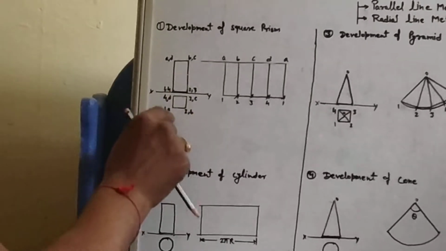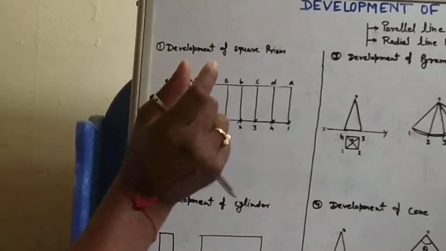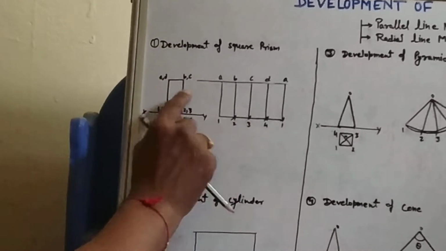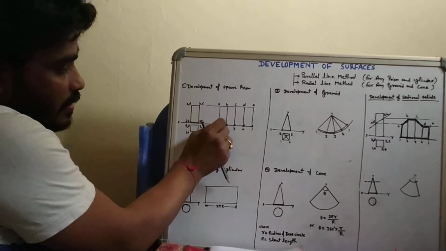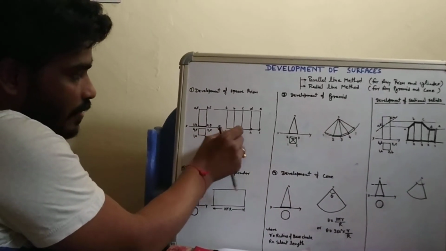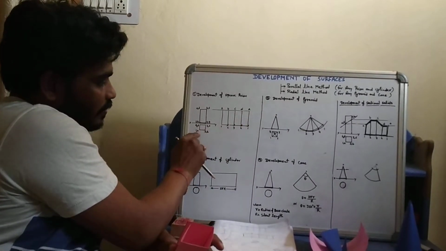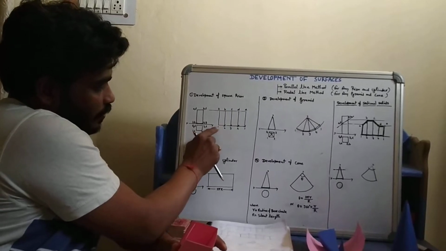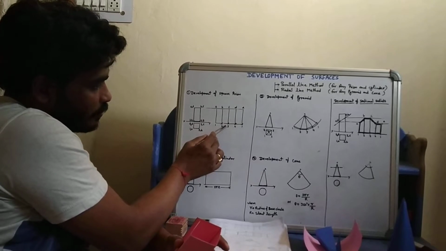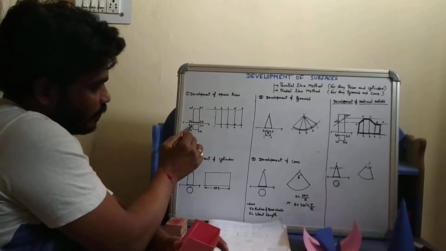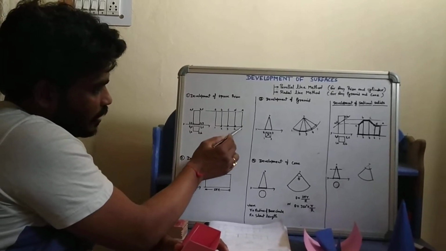Why 25 mm? Because it is given that the side of the prism is 25 mm, and that 25 mm we will cut after giving some space from this XY line. After giving some space, we will take, suppose, the first point here and 25, second point 25, third 25, fourth 25. 1 to 2, 1 to 2 25, 2 to 3 25, 3 to 4 25, 4 to 1 25.